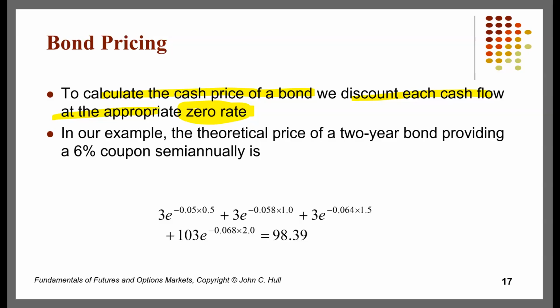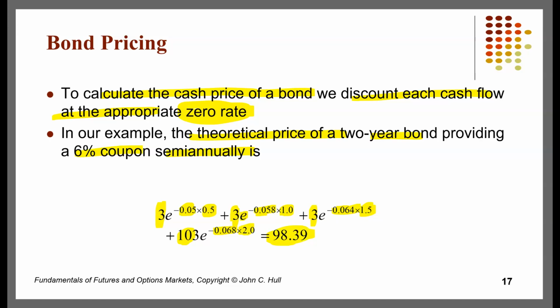Okay. So in our example, which is what we just did there, the theoretical price of the bond with 2 years to maturity and a 6% coupon, semi-annual, is going to be the $3 that you're getting for the first payment in half a year, times exponential of minus 5%, t is 1/2, plus $3 exponential of minus 5.8%, t is 1, plus $3 exponential of minus 6.4%, t is 1.5. And the last cash flow has the face value in it. That's why it's 103 exponential of minus 6.8% multiplied by 2. That's how we get the 98.39.